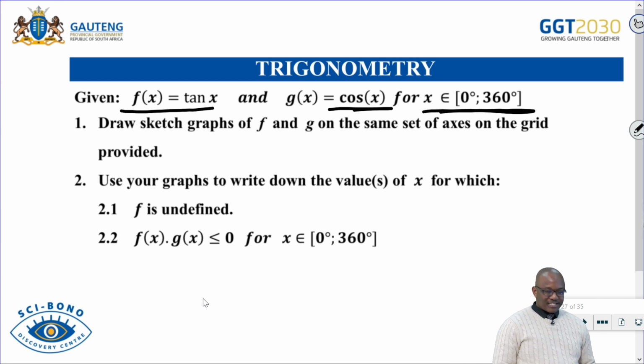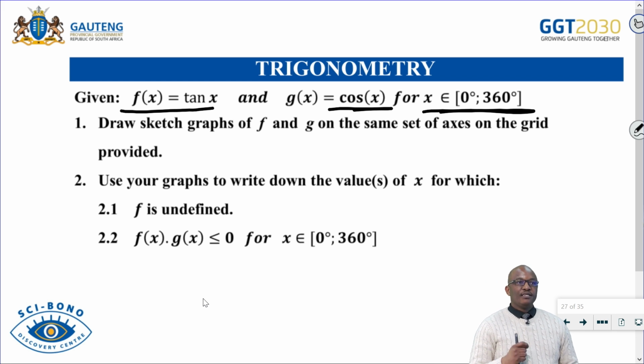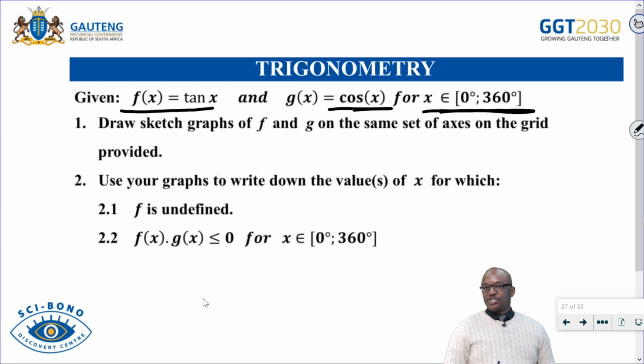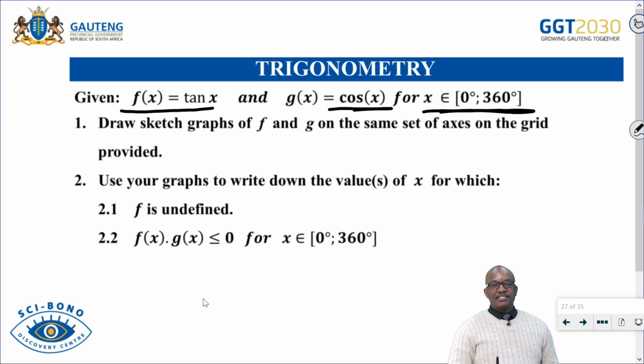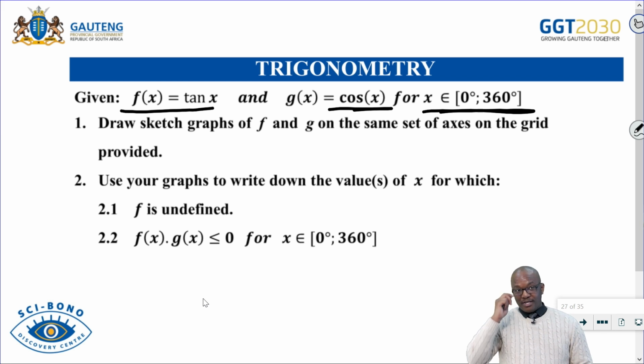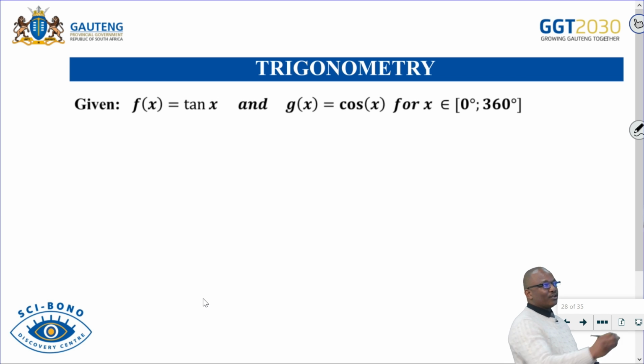So the first thing that we are going to do is to sketch our graphs. And the second one will say, use your graphs to write down the values of x for which f is undefined, and f of x multiplied by g of x is greater than or less than 0. We are going to calculate the values of x there.